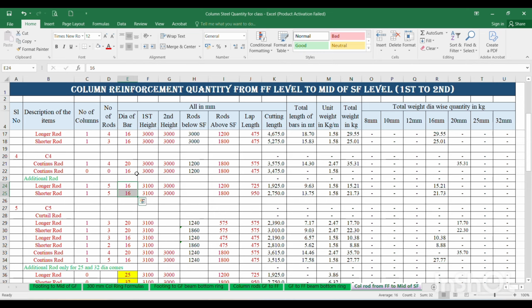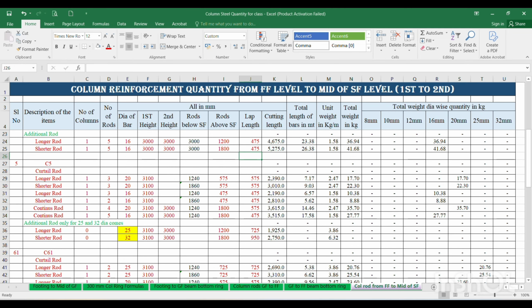Change this cell into white. And this is first floor height, 3 meter. First floor height is 3 meter. Second floor height is 3 meter. And the rod below the first floor is this first floor height, and this is also the first floor height. The rod above the second floor is 0.6 and 0.4 times of the second floor height, and the lap length as per the 16 dia is 475. So now C4 is over.